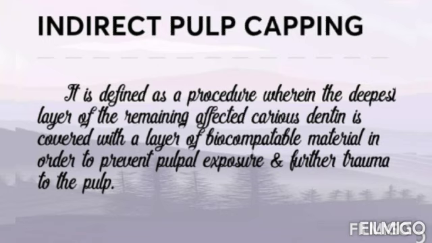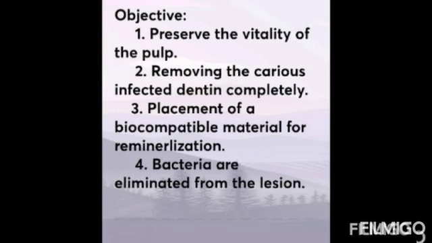This material produces remineralization. This material prevents the pulpal exposure and further trauma to the pulp. So we have to save the pulp by this method. Here the important point is that the remaining affected carious dentin is present.